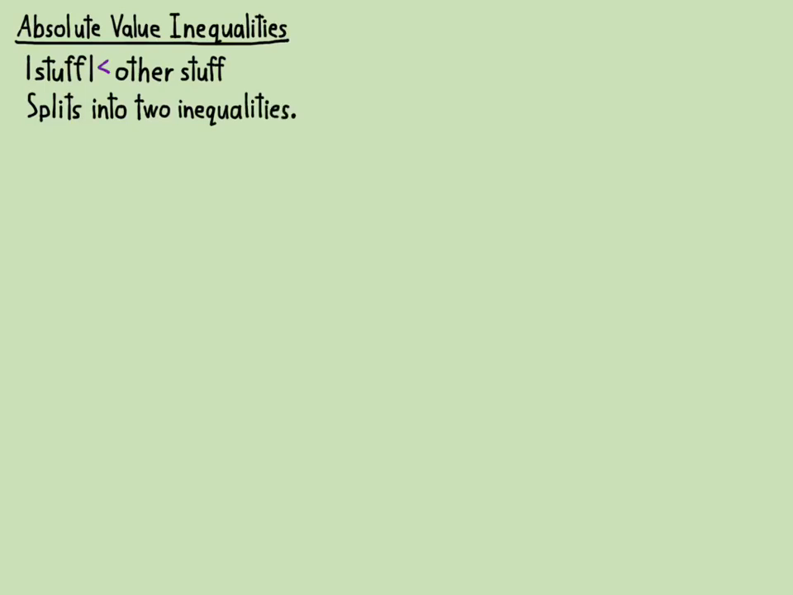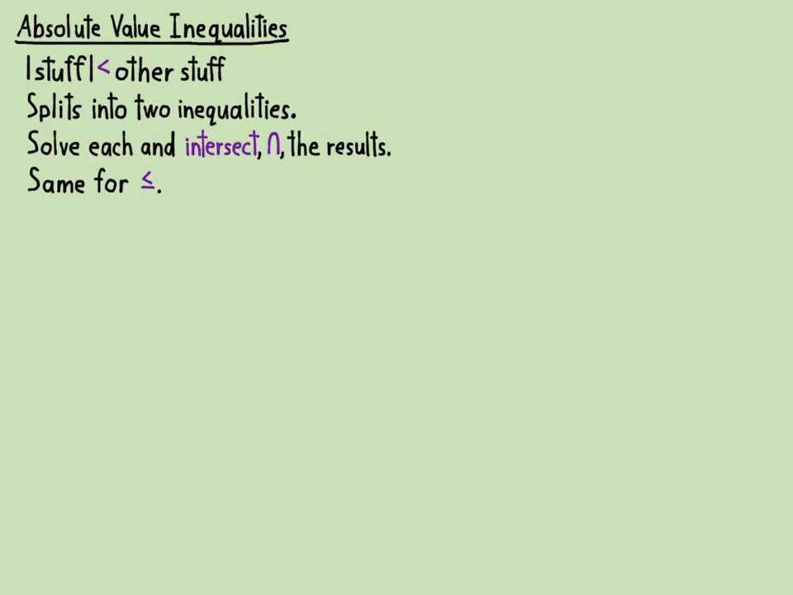So this is absolute value inequalities. We did absolute value equations in a previous section. So now we're doing inequalities. So absolute value of stuff less than other stuff. This splits into two inequalities, which shouldn't surprise you because when we had equals, it split into two equations. Okay, so solve each and then intersect the results. So you get two inequalities, you solve both of them, and then you intersect the results.